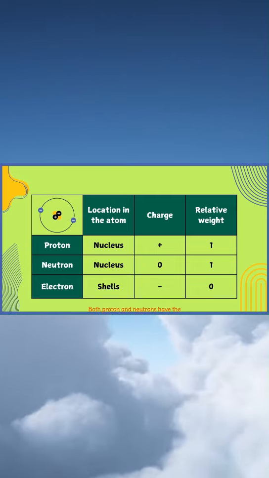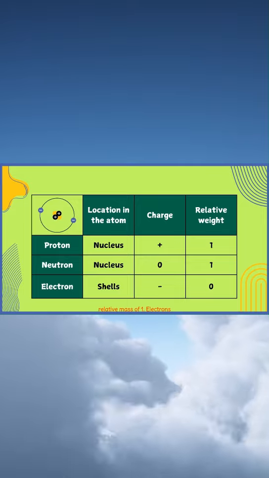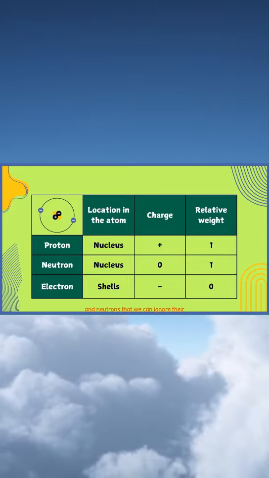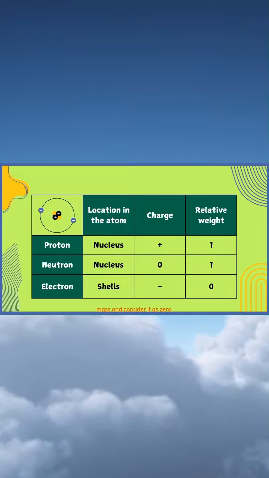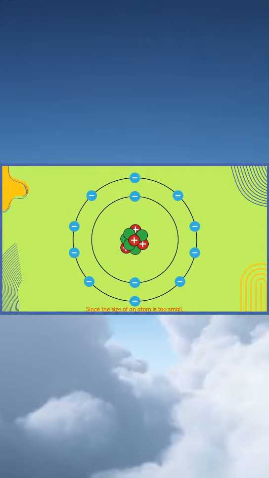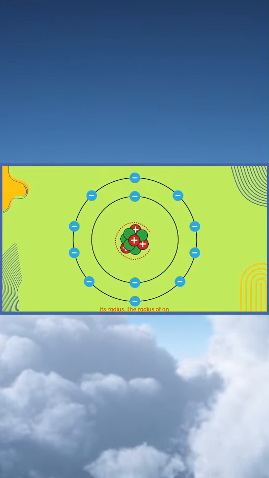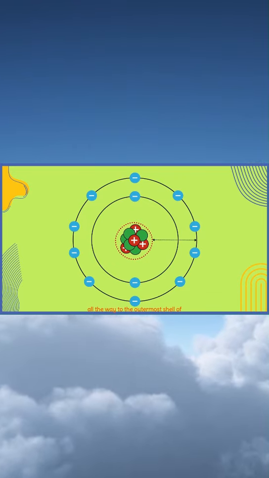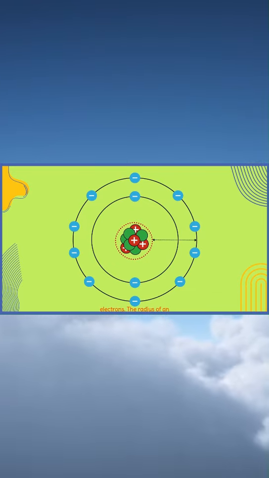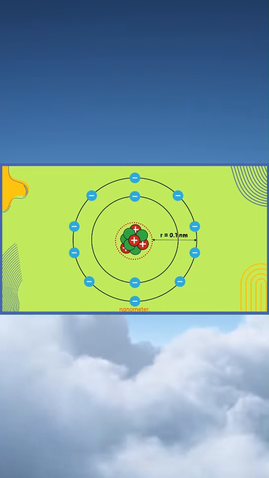Both protons and neutrons have the relative mass of 1. Electrons are so small compared to protons and neutrons that we can ignore their mass and consider it as 0. Since the size of an atom is too small, its size is usually described through its radius. The radius of an atom is measured from the nucleus all the way to the outermost shell of electrons. The radius of an atom is around 0.1 nanometer.